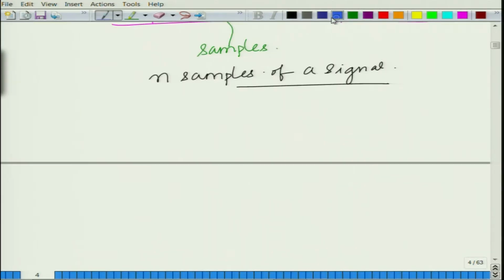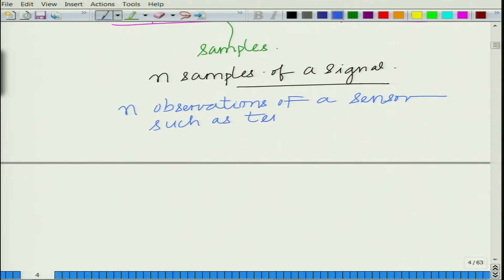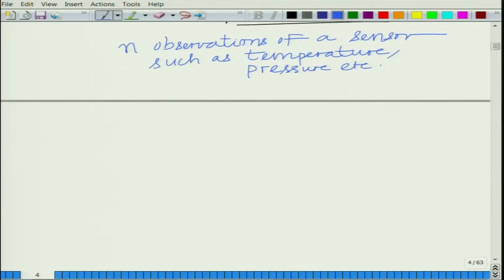For instance, let us write another example. You can have n observations of a sensor such as temperature, pressure, etc. Okay, so there are basically many examples of such vectors. Okay. All right.